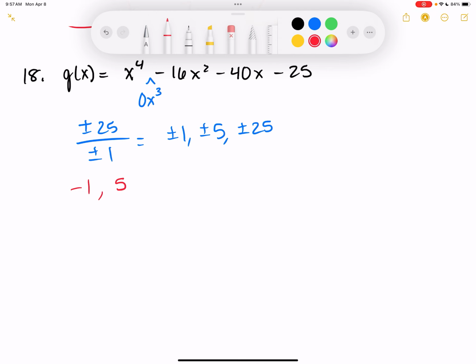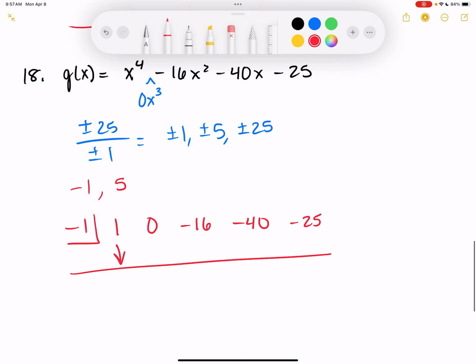So I'm going to start with -1. So -1. So I've got 1. I'm missing that x cubed term, so that's where that 0 comes in. -16, -40, and -25. Bring down the 1 times -1, so I've got -1 plus 0 is -1 times -1 is +1 minus 16 is -15 times -1 is +15 minus 40 is -25 times -1 is +25 minus 25 is 0. So that one worked.